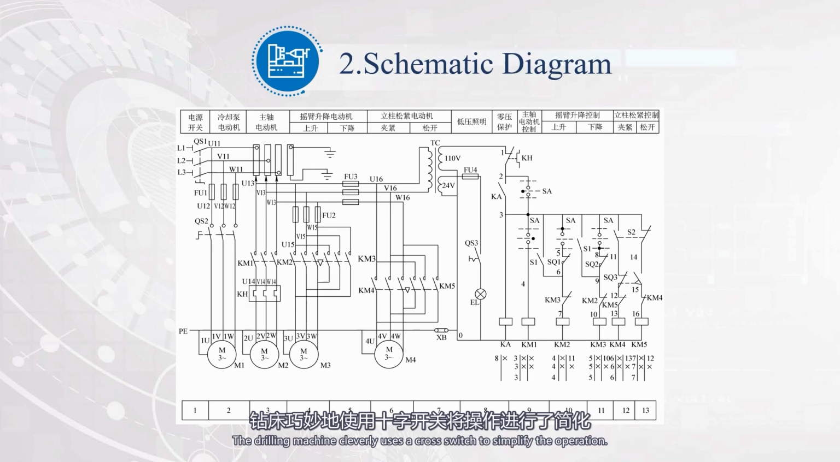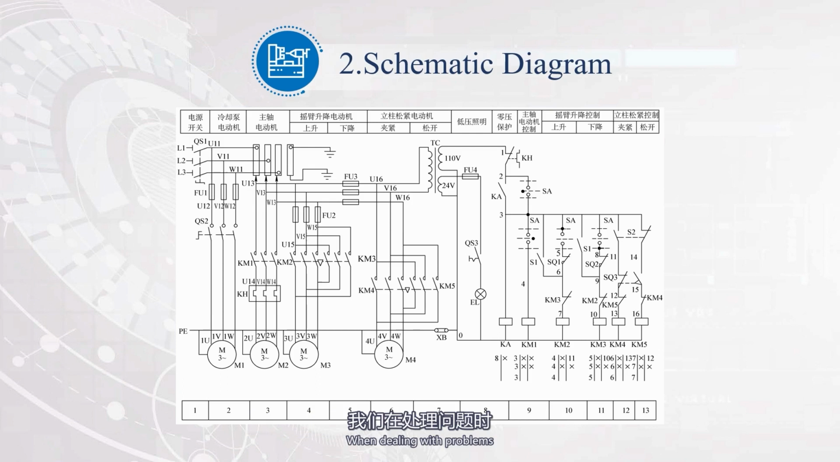The drilling machine cleverly uses a cross switch to simplify the operation. When dealing with problems, it's the same thing: we also need to grasp the main contradiction and simplify the problem.